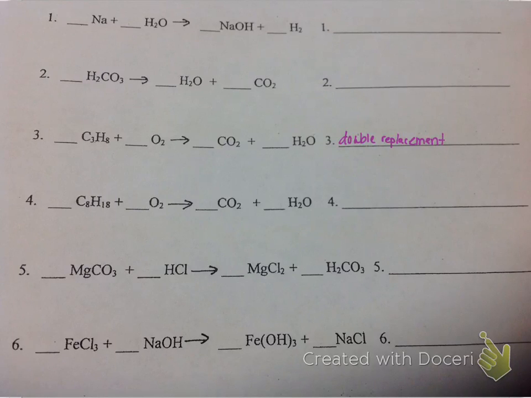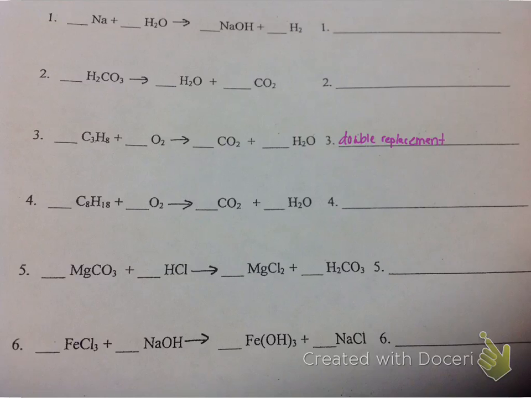On problem number 3 on the same worksheet, we're going to do the same steps, but just with different elements. So the first thing is to figure out what type of reaction this is. Because we have two compounds reacting to form two new compounds, this is going to be a double replacement reaction. So from there, now we're ready to balance.